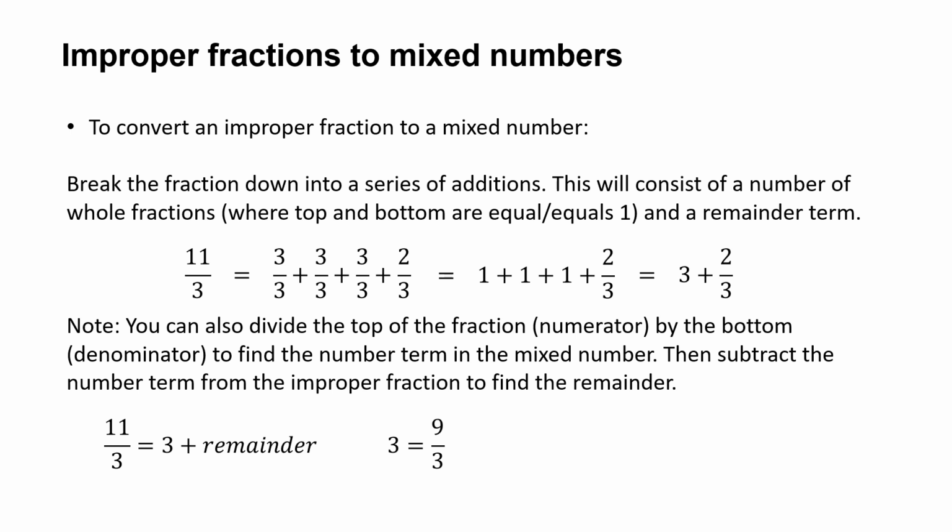So if we have 3 that is equal to 9 over 3, and then we have 11 over 3 is going to be equal to, well, if we put in that 9 over 3 term where the 3 is, so we have 11 over 3 equals 9 over 3, and then using the addition rule, it's going to be plus 2/3 to make up the 11. So our final answer using this approach is 3 2/3.